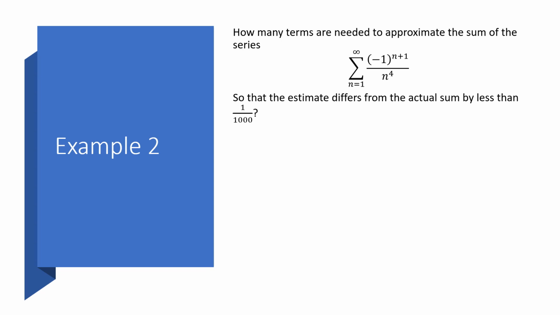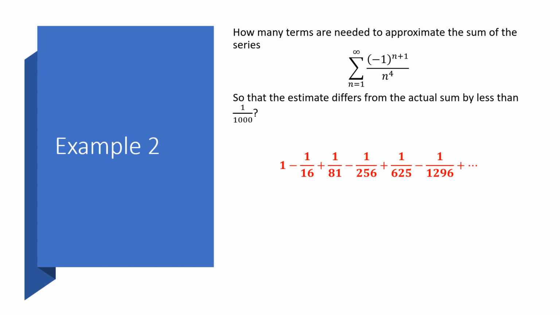All right, last example. It says how many terms are needed to approximate the sum of the series -1 to the n plus 1 over n to the fourth, so that the estimate differs from the actual sum by less than 1 over 1,000. The easiest way to do this is to write out the terms of the series. I'm going to start by plugging in 1, I get 1. Plug in 2, I get 1 over 16. Plug in 3, I get 1 over 81.